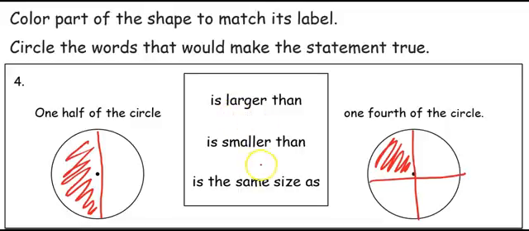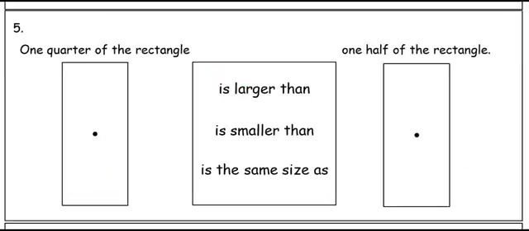Now let's choose the words to complete the sentence. 1/2 of the circle is larger than 1/4 of the circle. And you can tell by looking at it that this half is larger than the fourth in the second circle. Now let's look at one more example.